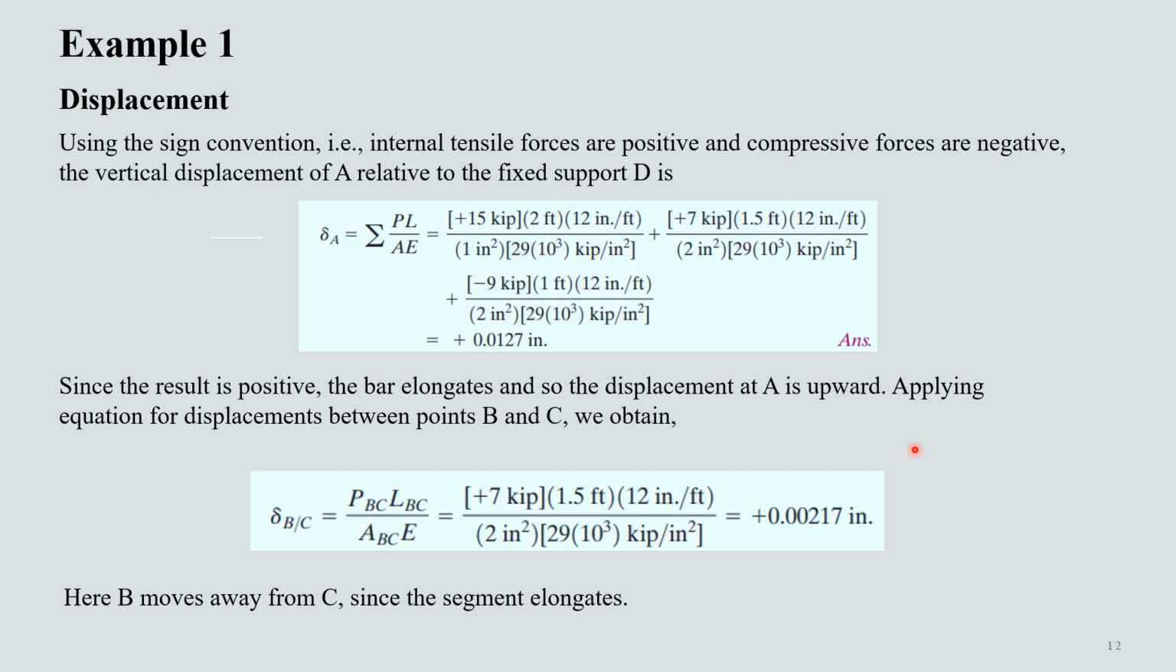Applying the equation for displacement between points B and C, here again the force was a positive tensile force. So now the displacement is plus 0.00217 inches. Here B moves away from C since the segment elongates.